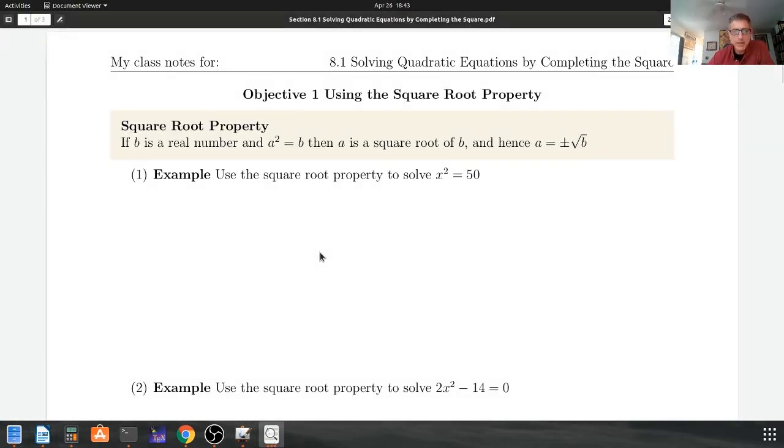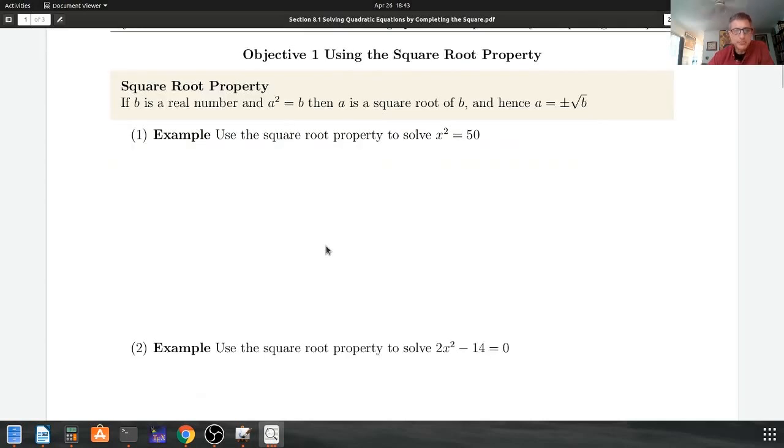So the first thing I'm going to introduce you to is what's known as the square root property.